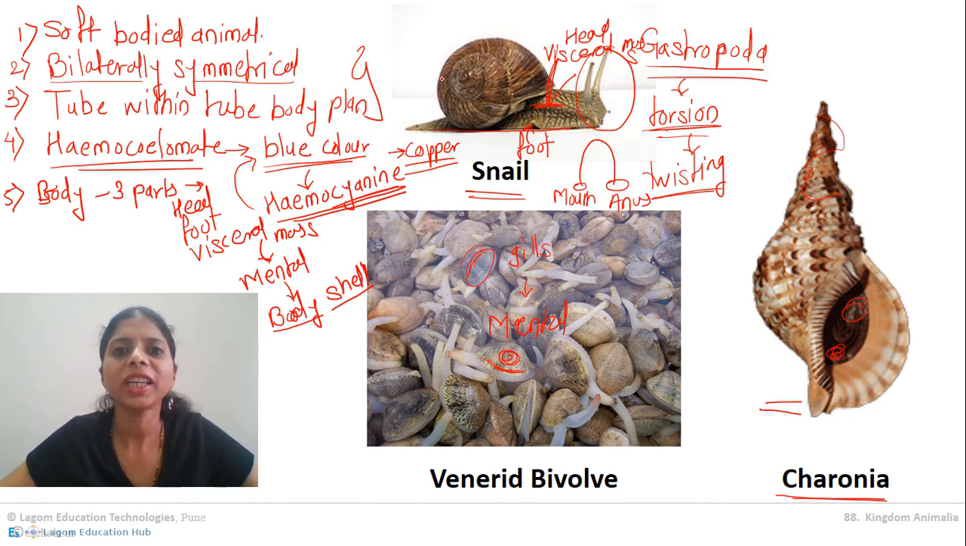And these are special kidneys called the organ of Bojanus. What are the kidneys called? Organ of Bojanus. Remember this, okay? Then the next thing is about its nervous system.